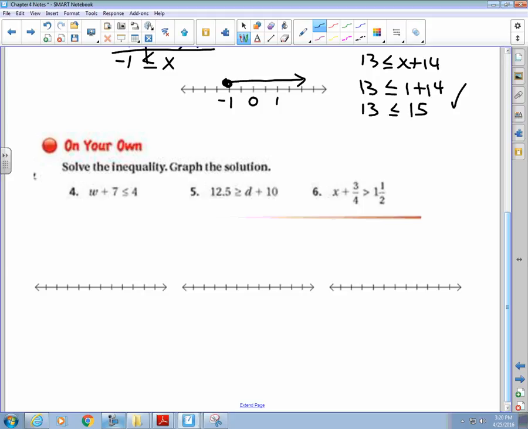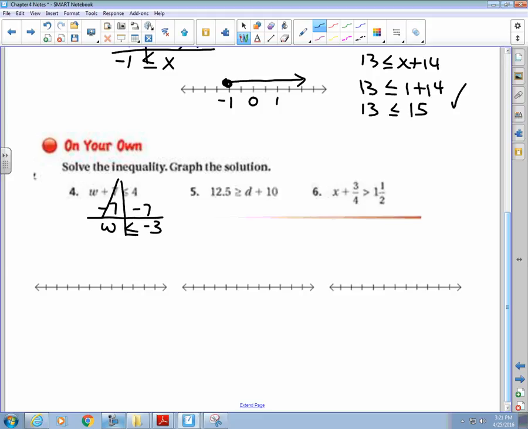Okay, so hopefully you've got those taken care of. And let's go ahead and start with number 4. We have w plus 7 is less than or equal to 4. So I'm going to subtract 7 from both sides because I want to get w by itself. So I'm going to subtract the 7 from both sides. And when I do that, plus 7 and minus 7, they cancel out to 0. All I've got left is w here. I keep my inequality symbol. And on the other side, I have 4 minus 7. 4 minus 7 is negative 3.